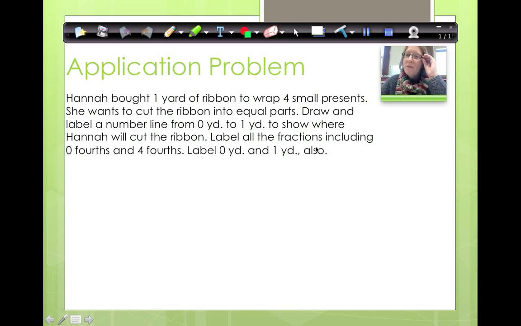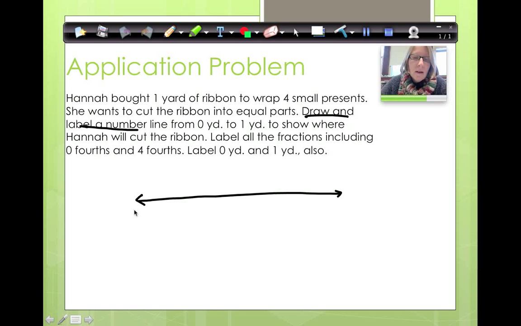Okay, so first of all, it says that they want us to draw a number line and label a number line. Oh, well, that's easy. Let's start with a number line. Put arrows on both sides to say it goes in both directions. Now she bought 1 yard, so I can put 0 yards here, can't I? Over here would be 0 yards. Right here would be the 1 yard.